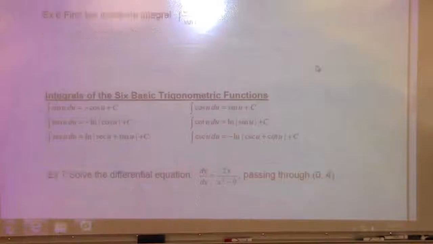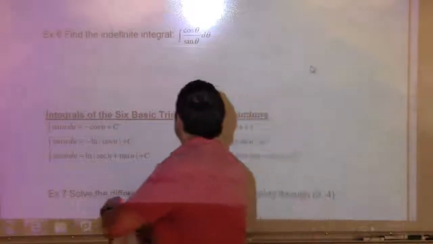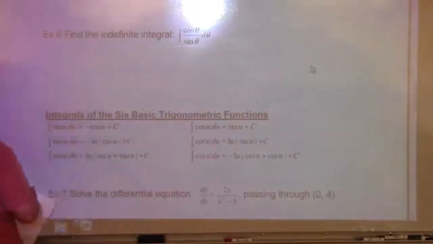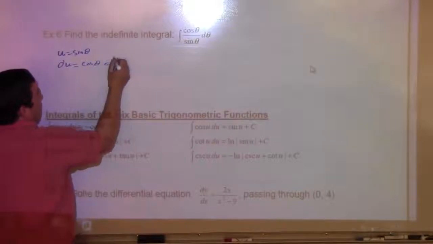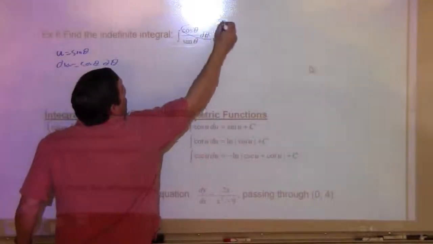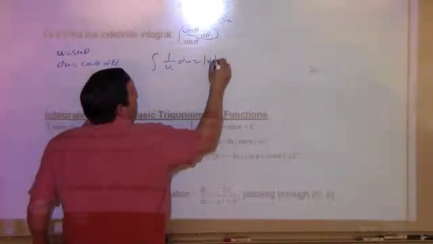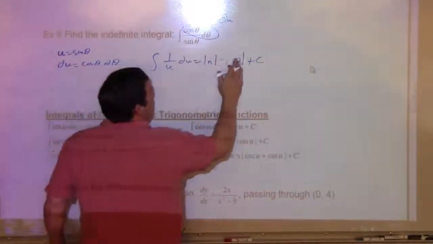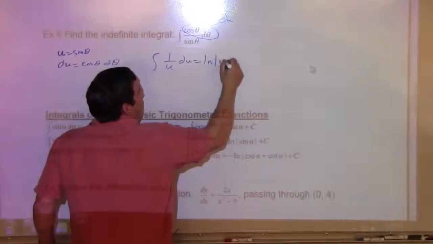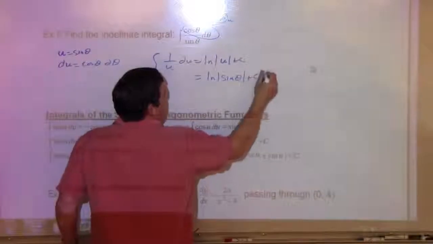Okay, example 6. Find the indefinite integral. We have the integral of cosine of theta over sine theta. Now, I'm thinking natural log stuff, so if I say u equals sine theta, my du would be cosine theta d theta, and I have that. This would be the du. So I'd have the integral of 1 over u du, which is the natural log of the absolute value of u plus c, natural log of the absolute value of sine theta plus c. I'm sorry, I get excited and I skip steps.